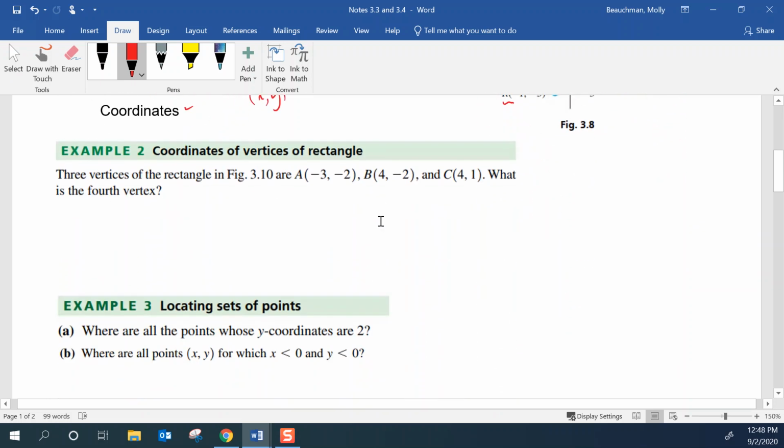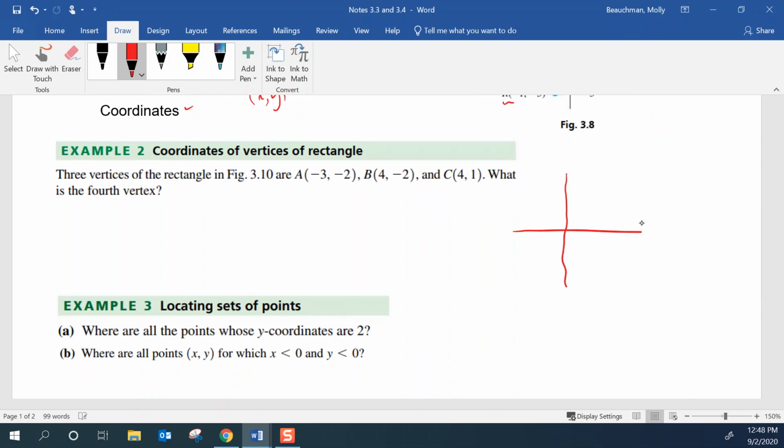The example that we'll look at is: 3 vertices of a rectangle are A equals negative 3, negative 2, B equals 4, negative 2, and C equals 4, 1. What is the fourth vertex? So we'll have to draw and see if we can figure out where the fourth vertex is.